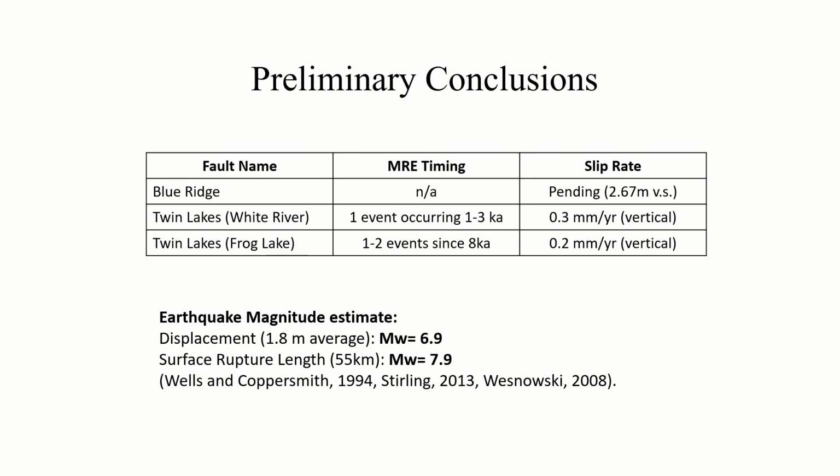Empirical scaling relationships derived from regressions between magnitude and displacement for a global database of surface rupturing earthquakes show that 1.8 meter average displacements are associated with a magnitude 6.9 earthquake. Regressions between rupture length and magnitude also show that if all 55 kilometers of the Mount Hood Fault Zone ruptured together in a single earthquake, it would generate a magnitude 7.9 event.